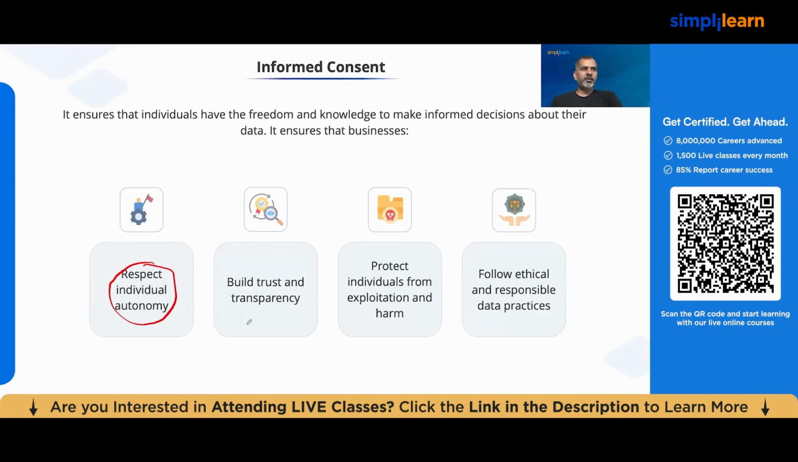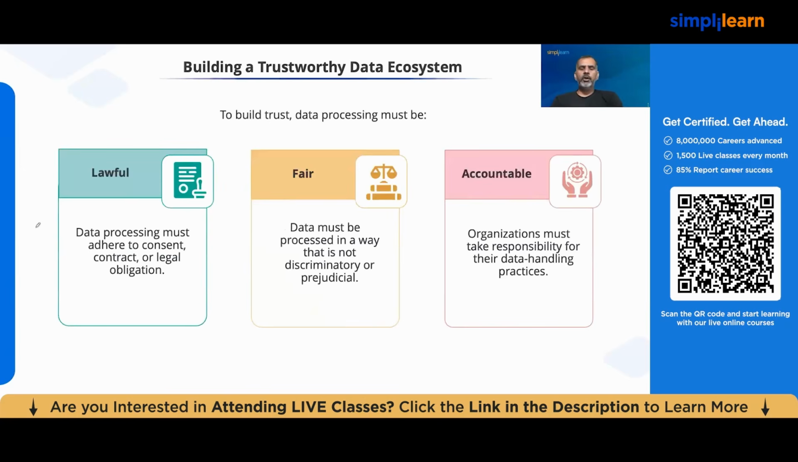In that way, it builds trust and transparency. It will protect individuals from exploitation and harm, and it follows ethical and responsible data practices. So that is very important when we talk about informed consent practices implemented in a data organization. With this, we talk about building a trustworthy data ecosystem.